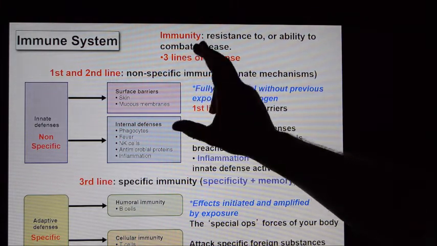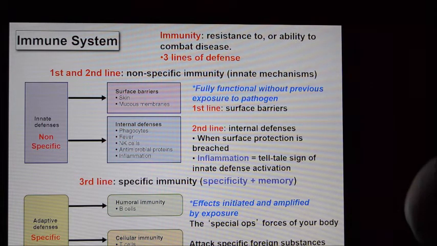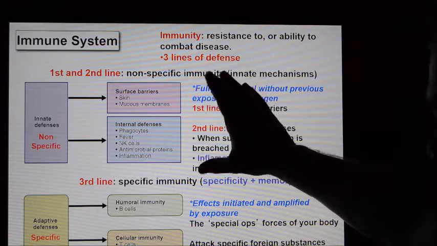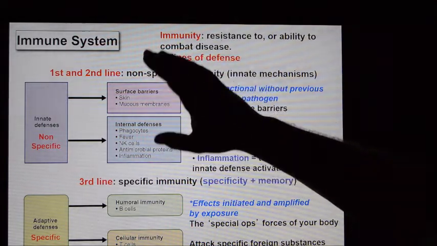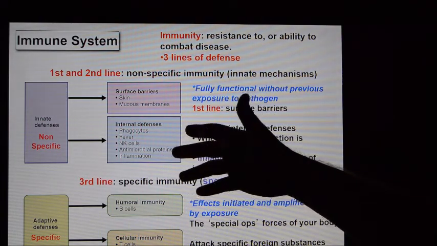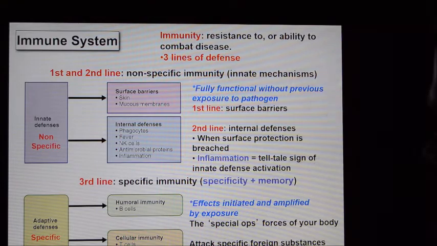These innate defenses, non-specific defenses, I should say, they will attack everything equally. It doesn't matter what it is that's making you sick, a virus, bacteria, it doesn't matter. Parasitic worms, bloodborne pathogens like malaria are an example of these. They attack everything equally. The third line of defense is what we call specific immunity.